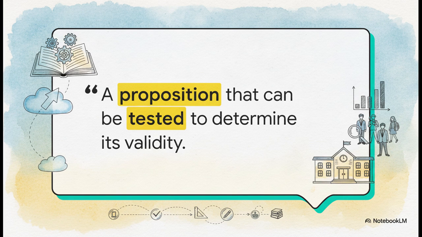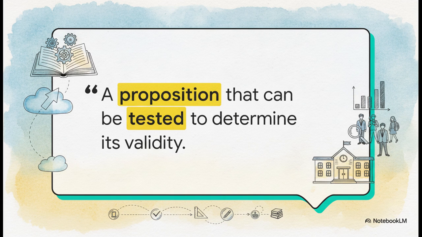I absolutely love this academic anchor from Good and Hatt. They define a hypothesis as a proposition that can be tested to determine its validity. This highlights a truly vital distinction for us. Untestable opinions absolutely cannot function as scientific hypotheses. Let me give you an example. If you say, education is valuable, well, that's a wonderful thought, but it is a general opinion. It is way too vague to measure because, let's face it, valuable means very different things to different people.